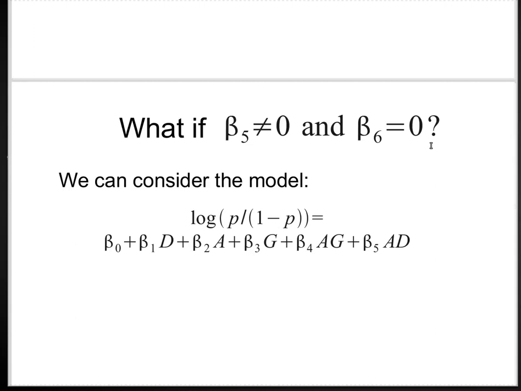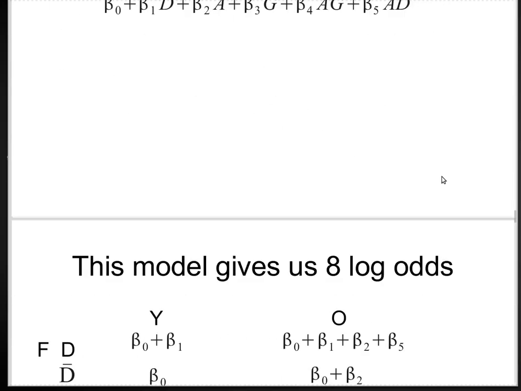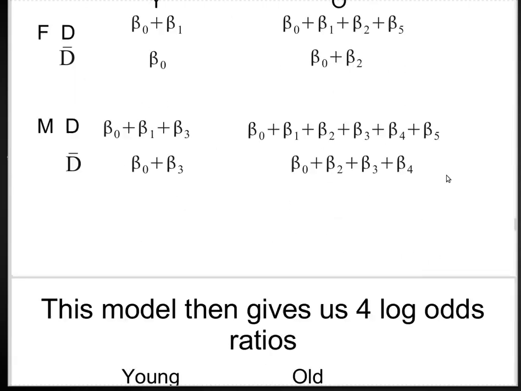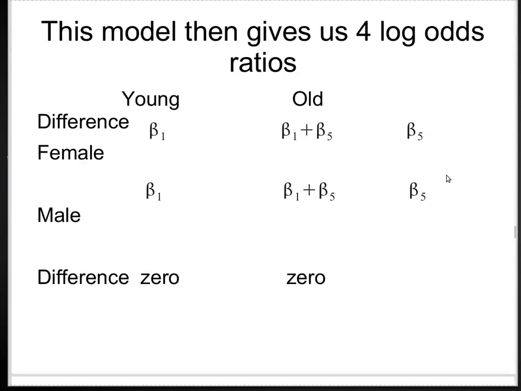Now, it could be argued that if we have beta 5 non-zero and beta 6 is 0, that we might want to consider a model that involves just the remaining 6 terms now. Should we be going to the one-at-a-time analyses straight away? Notice we're getting at another complexity to things. If, in fact, this were to be seen to be the case, we can then, again, construct the 8 log odds and then construct the 4 log odds ratios again.